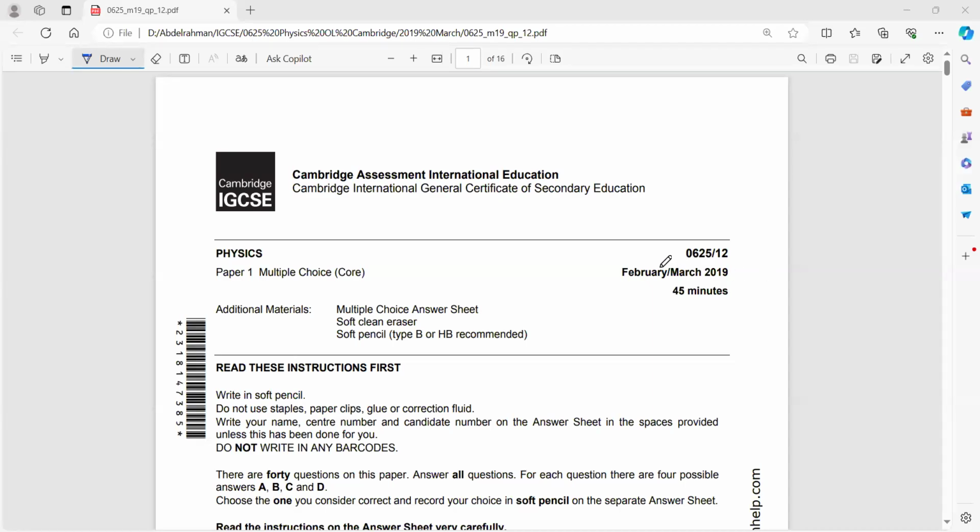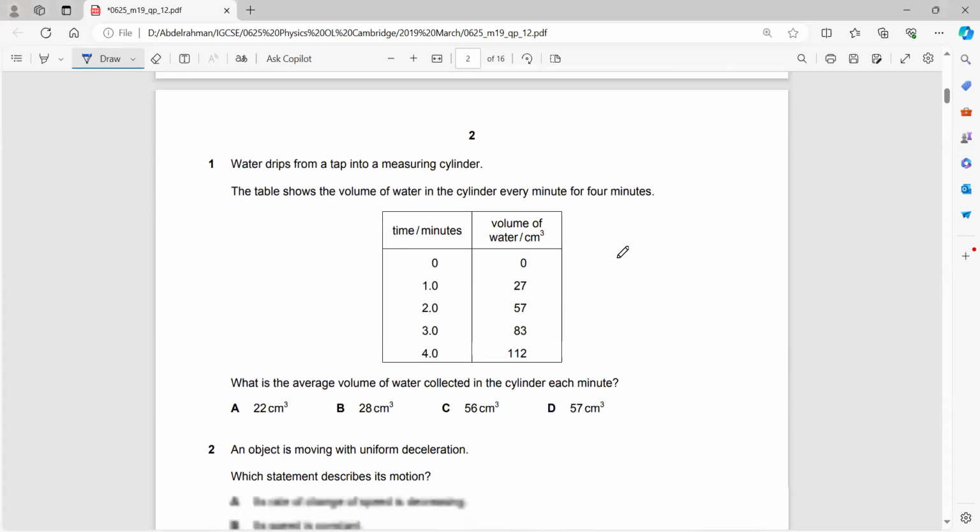Okay. February, March 2019, paper 1, variant 2. Question 1. The table shows the volume of water in the cylinder for every minute for 4 minutes. What is the average volume?